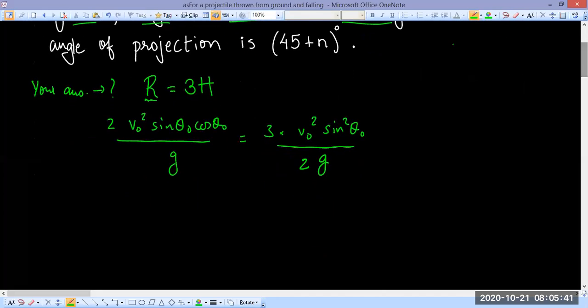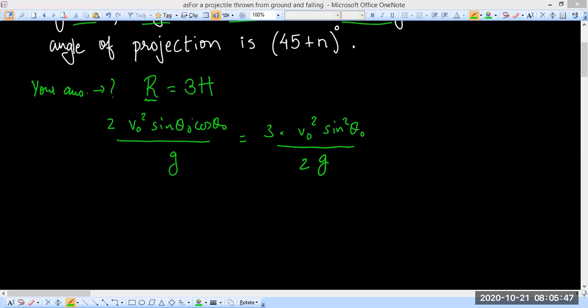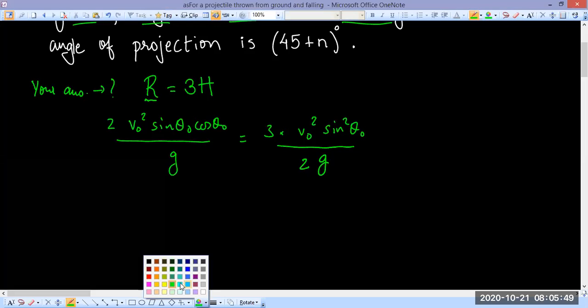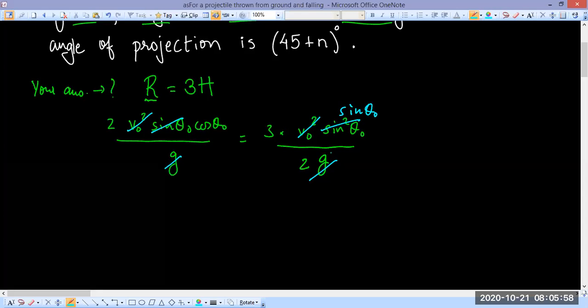Right? Now we are going to simplify this. We'll cancel whatever we can cancel. We'll cancel a lot of things here. So g is obviously cancelled. V0 square is cancelled. One sine theta will get cancelled. Okay, that's it. So we will now get tan theta on this side is equal to 4 by 3. 2 into 2, 4, divided by 3, right? So tan theta is equal to 4 by 3.